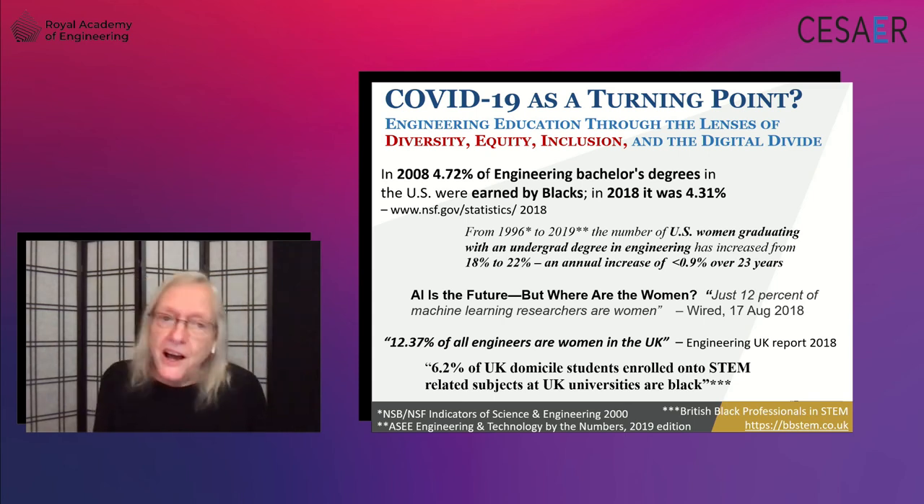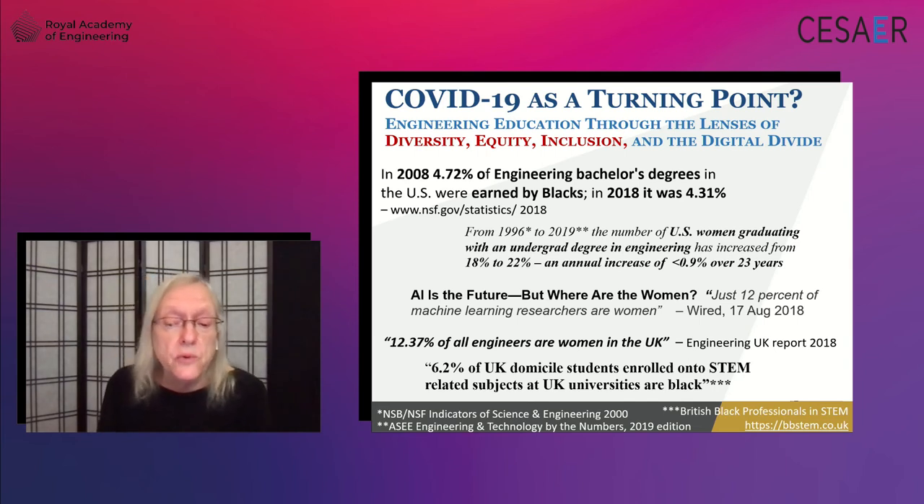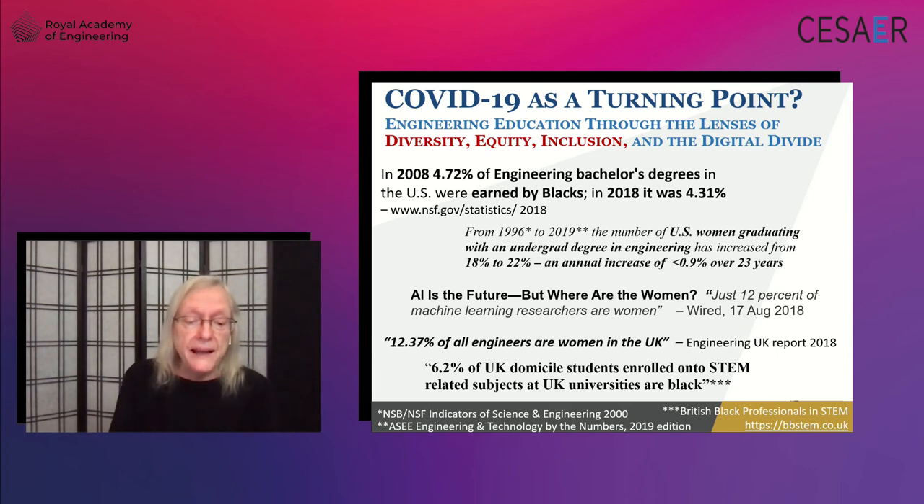We spent a lot of the past 2 days talking about the important role that AI will play in 2050, but Wired magazine has reported that just 12% of machine learning researchers are women. And a New York Times article from 3 days ago reported that 10% of workers in computing in San Francisco and Silicon Valley are Black.